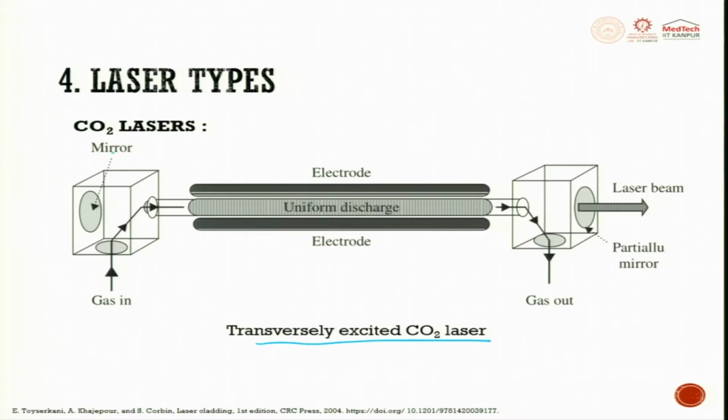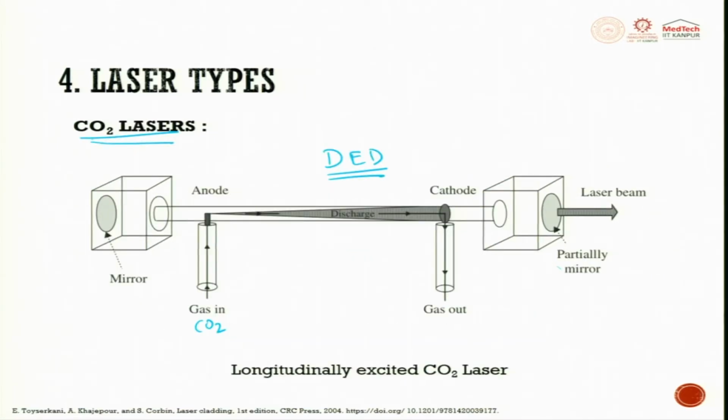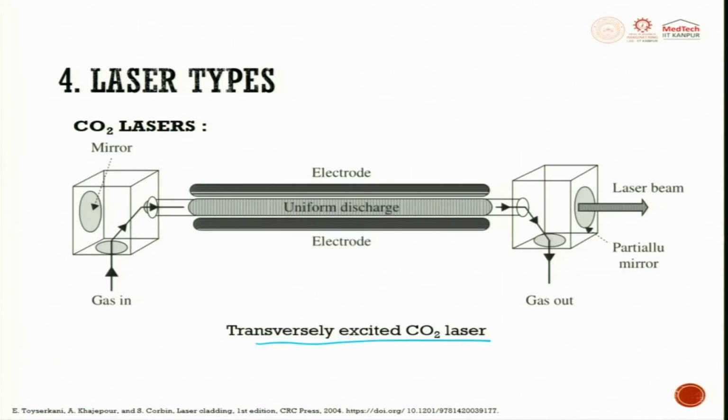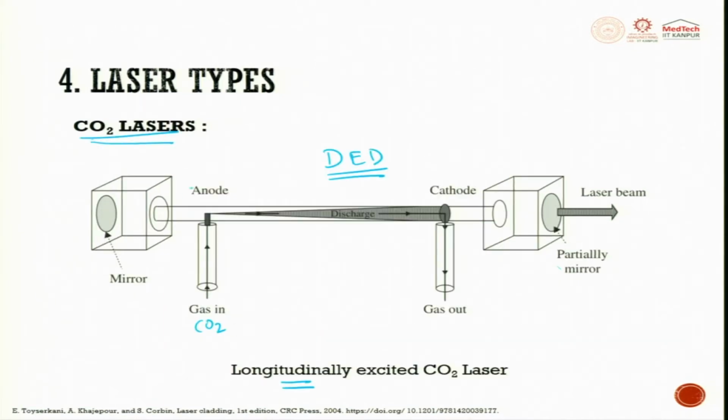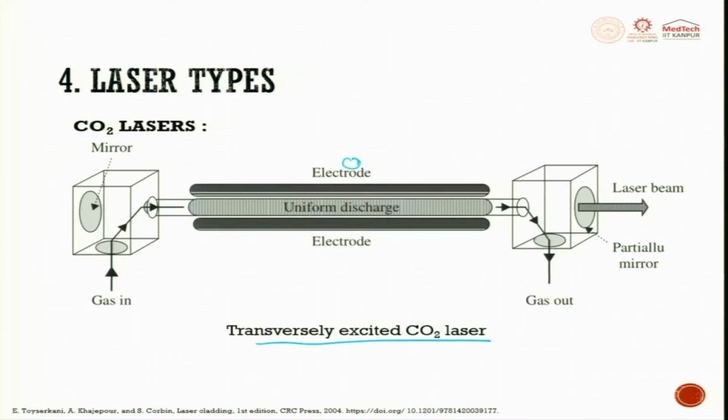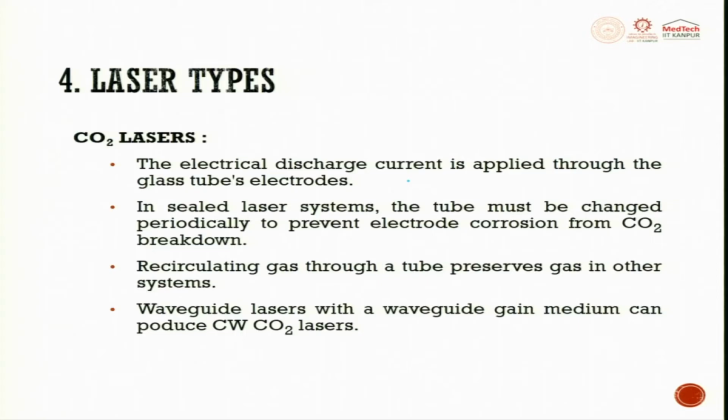You can see here this is a mirror, the gas comes in, it goes through the uniform chamber and the gas gets out, the electrodes are placed and all the rest is the same. So, this is the transverse type, this is the longitudinal type. In the longitudinal, anode, cathode; in the transverse, this is the anode and this is the cathode. Okay. The electric discharge current is applied through the glass tube electrode.